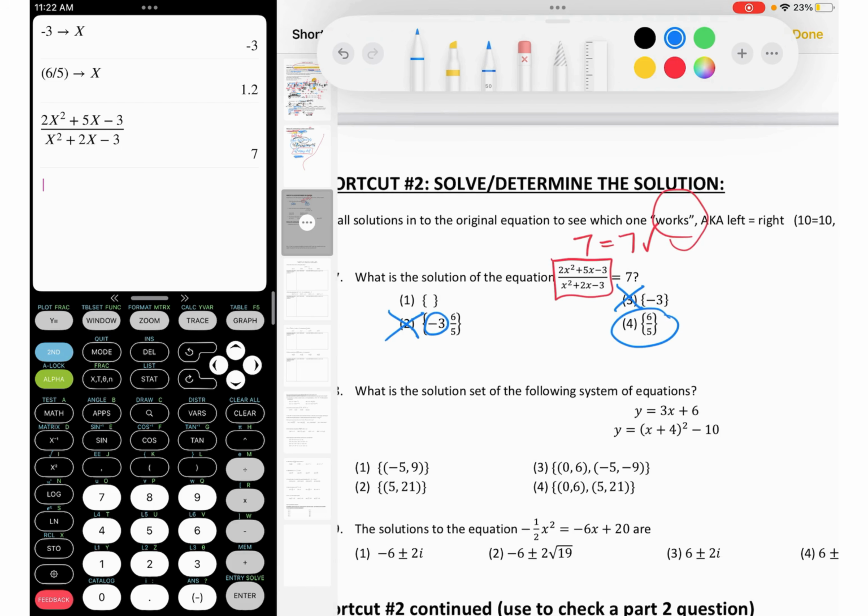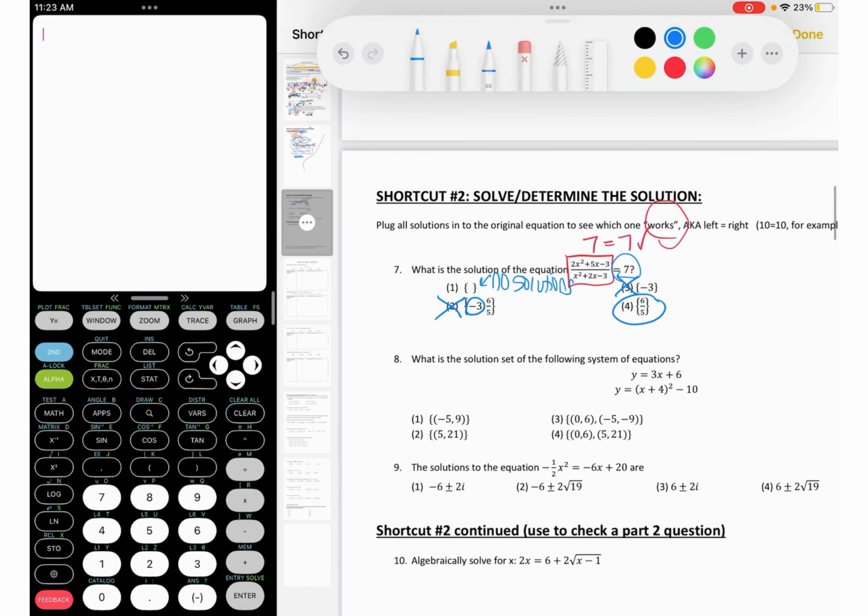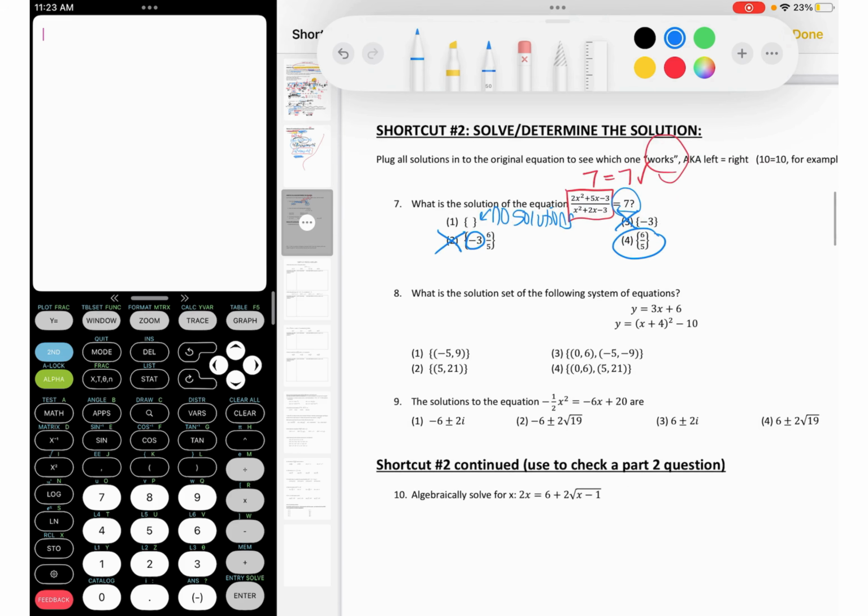If you plugged in 6/5 and let's say you got like 8, 8 does not equal 7, and that means that answer would also not work, and it would have been choice 1, which is no solutions. That's what this means, is no solutions. So just check all of the answers, plug them into the original equation, see which ones work. If they all don't work, then it's going to be that no solutions option. If you get that error, it just means that it doesn't work in the equation, and then you're good to go.